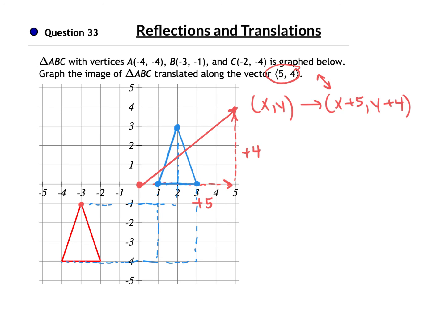Take a look at the vector (5, 4). If I grab it and move it around, what I want you to notice is that it is the perfect representation of the distance and direction the point moves.